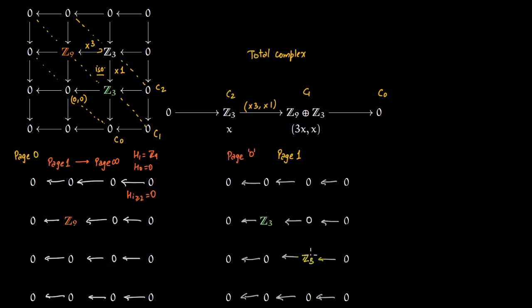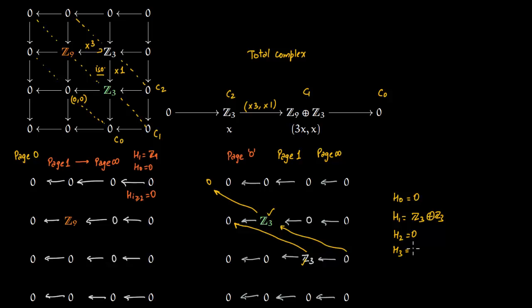As you know, the Z3s will stabilize. On page 2 you will still have these Z3s, but this arrow is going in here and this 0 is mapping in here, and then you go out to another 0 right here. So basically these Z3s stabilize. This page 1 will also look like page infinity. So now we have H1 is Z3 direct sum with Z3, because these two modules just sit where C1 is sitting. They are still sitting at C1, as you can see. So you still have Z3 plus Z3. And H0 is just 0, and H2 is also 0, H3 is also 0, and so on.